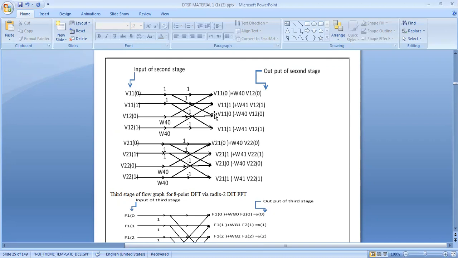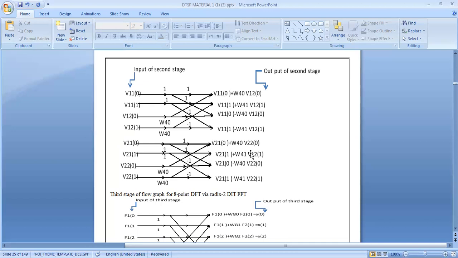Similarly, at the same time, this output will be your subtraction of V11 of 0 minus V12 of 0 into W4 of 0. Okay, so this will be carried out for V11 of 1 and V12 of 1. Similarly, when you are proceeding for the next sequence, V21 of 0, V21 of 1, V22 of 0, V22 of 1, this will be multiplying with W4 of 0 and W4 of 0. So the first two will be the complex numbers of an addition. The next two will be the subtraction value.